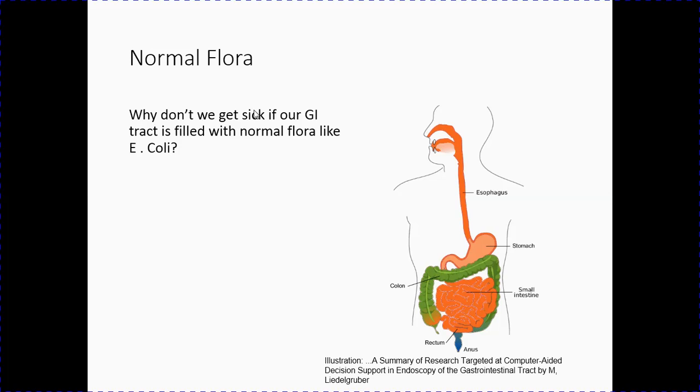So the question of the day: if our GI tract is filled with all sorts of normal flora like E. coli, why don't we just get sick from that? We get sick from ingesting E. coli from undercooked meat, or even from things like romaine. But why don't we get sick if our GI tract is filled with normal flora? We'll talk about that on Thursday when we get together.